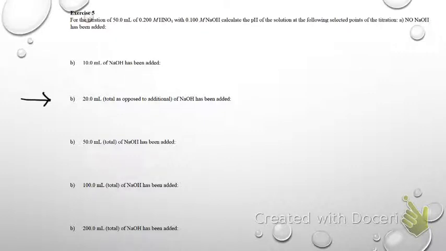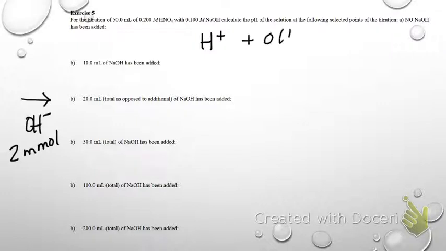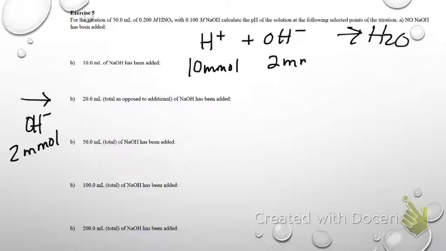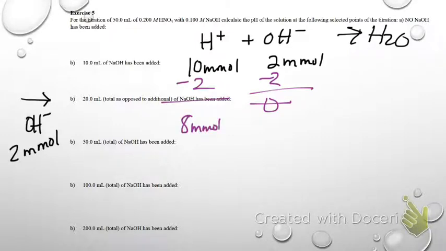So now we're doing this one, 20 milliliters. Part B is 20 milliliters of hydroxide, right? So 20 times 0.1, my OH now is 2 millimoles, right? Now for my total volume of 20, I go back to my H plus OH yields water. I still started with 10 millimoles here. Now I have 2 millimoles when I added 20. So I'm going to subtract 2, minus 2. That gives me 0, and that gives me 8 millimoles of hydrogen.